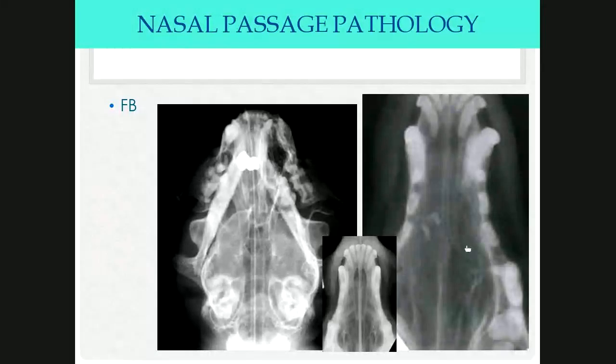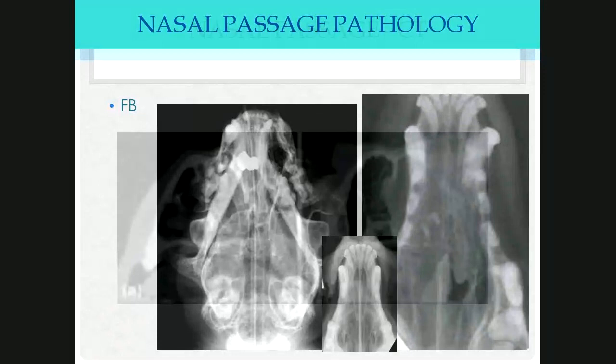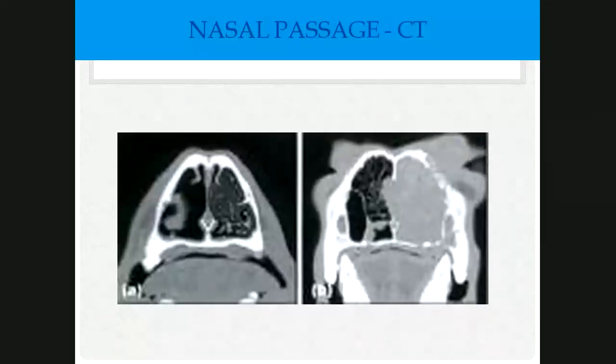where there is still visibility of the normal turbinates. Most commonly, though, grass seeds and plant material are the common foreign bodies that are found, and they're not visible on radiograph. So in these cases, one might see just a focal soft tissue opacity with turbinate loss. And these days, if in doubt, we tend to do nasal passage CT. For example, on the left-hand side, the left-hand nostril is completely devoid of nasal turbinates.